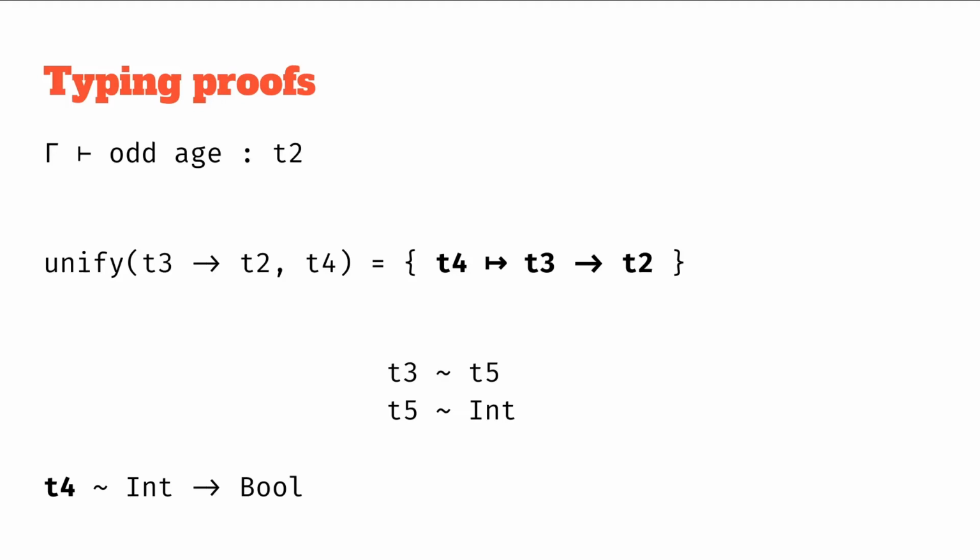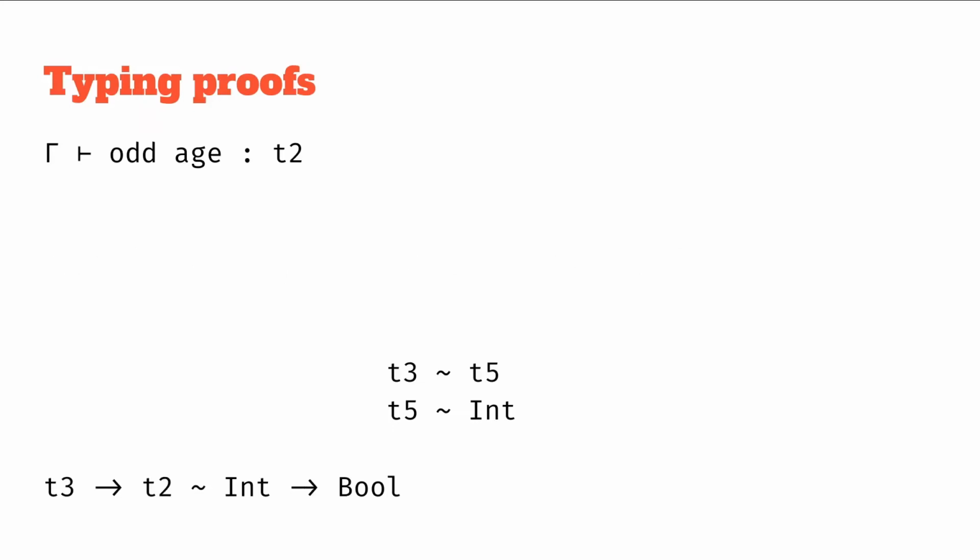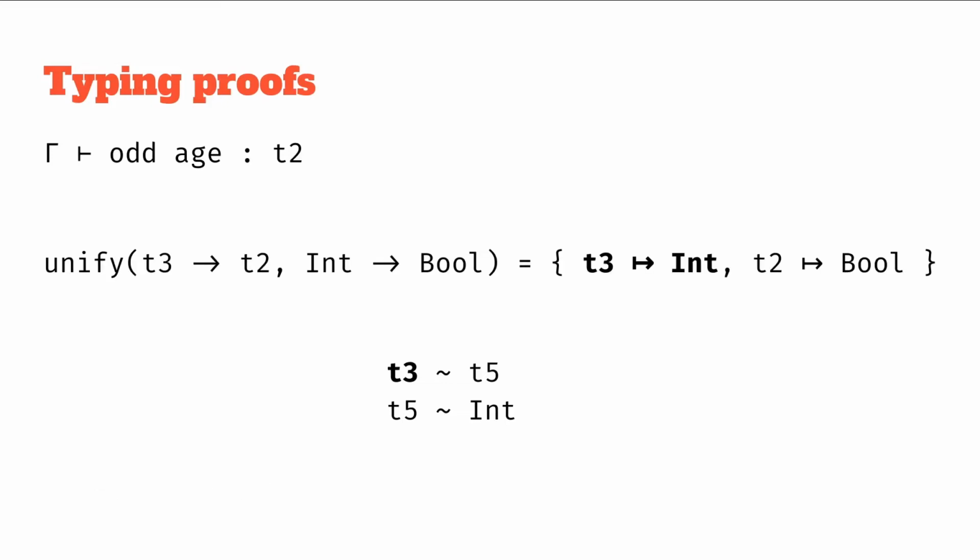So let's try applying that substitution everywhere. Well, we see there's a t4 over here, and we can update that to t3 to t2, should unify with int to bool. That's fine. So actually, let's do that one next. We should be able to unify these two things. We should unify t3 to t2 with int to bool. And again, this is exactly where the unification process comes in handy, in that we retain the structure of that function type, but we still have the mappings inside. So we've got a mapping of t3 to int and t2 to bool.